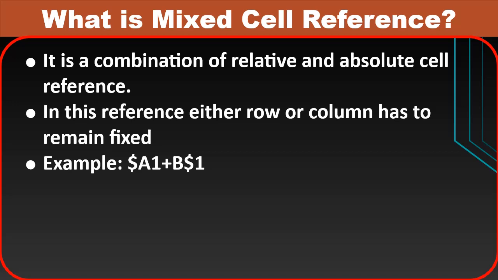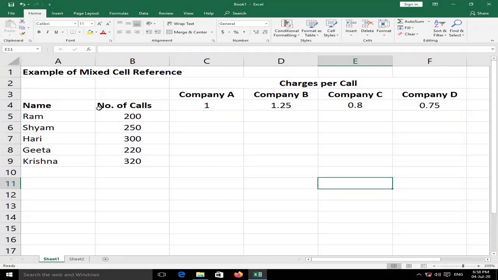For example, $A1: here the column is fixed, but the row is in relative mode. Similarly, +B$1: the column is relative and the row is in absolute mode. Now look at the example of mixed cell reference.